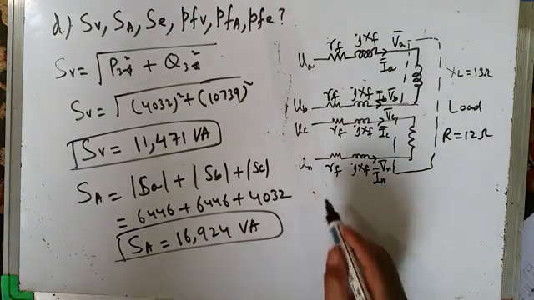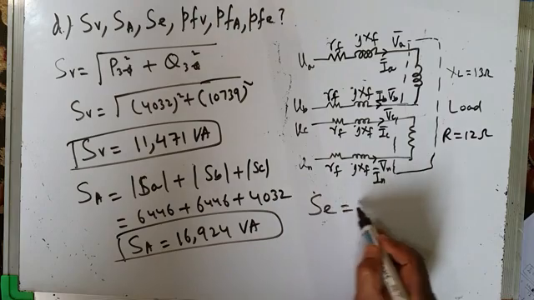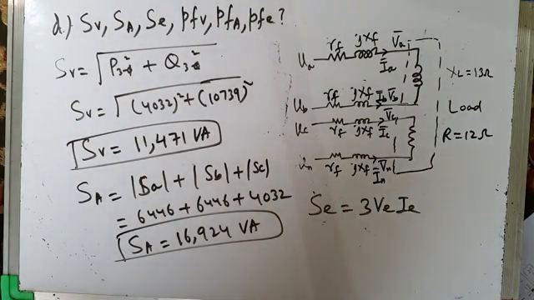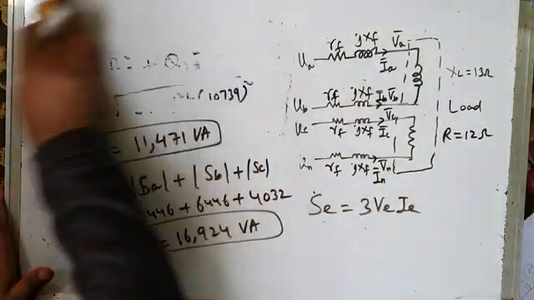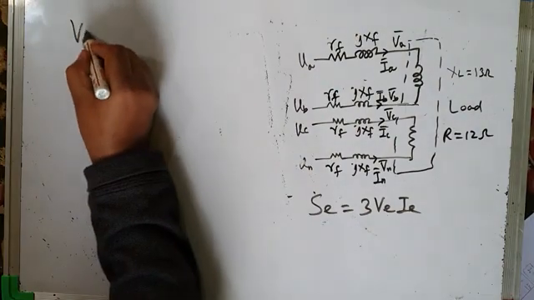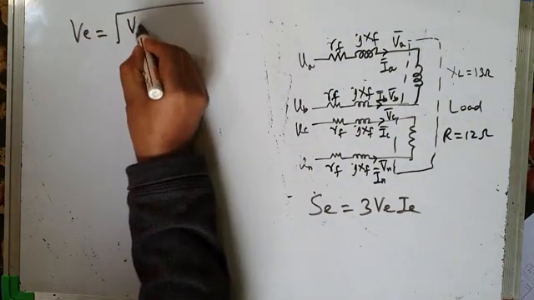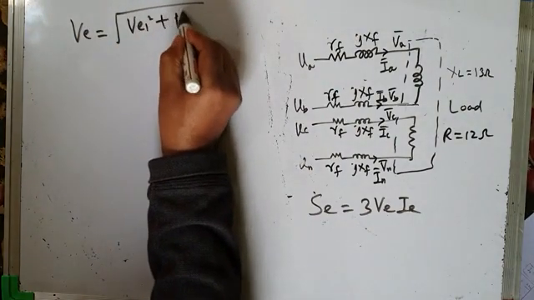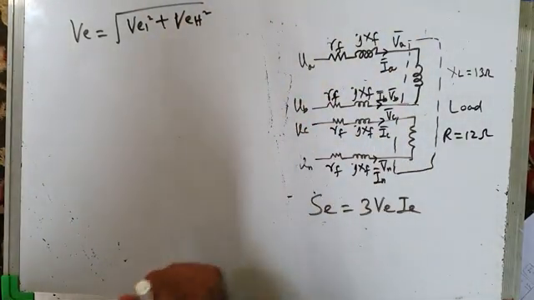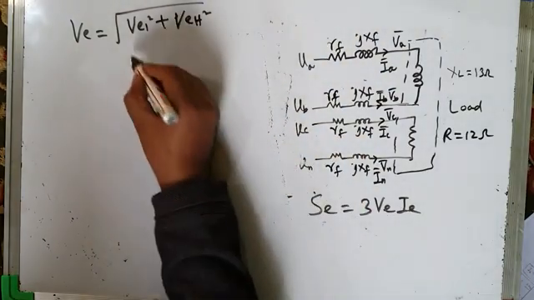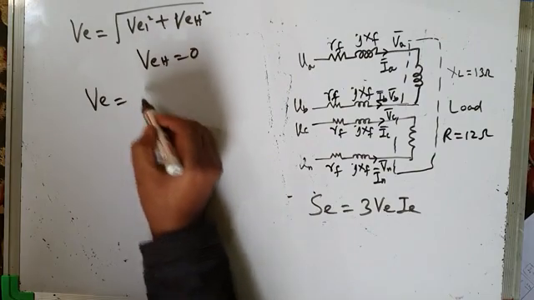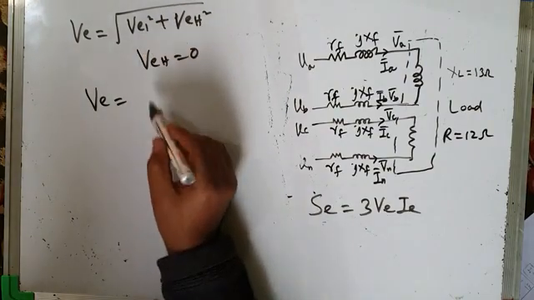And now we have to find effective apparent power. Effective apparent power, if you remember, is 3 times VE into IE. Now let us try to find VE first and then IE. What is VE? We already know it is under root of VE1 square plus VEH square. H is the harmonic. Since our three-phase system is purely sinusoidal, as given in the problem itself, VEH is equal to 0. Therefore VE is equal to under root of VE1 square.